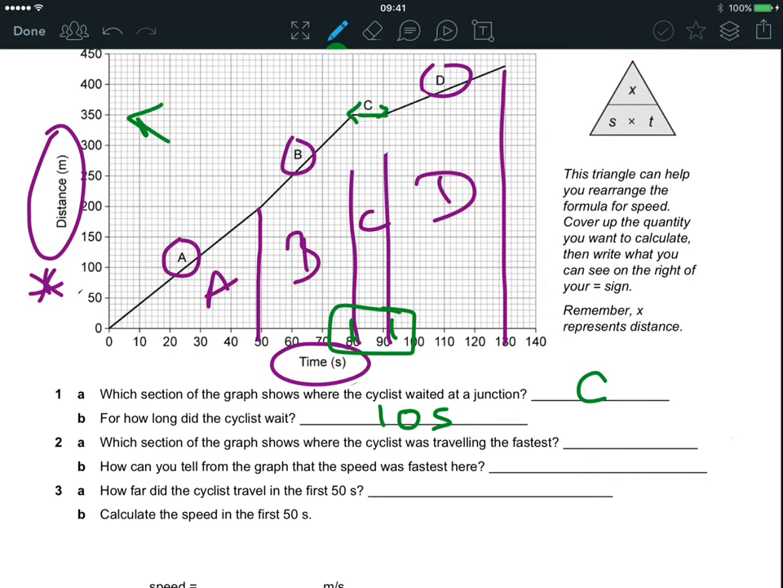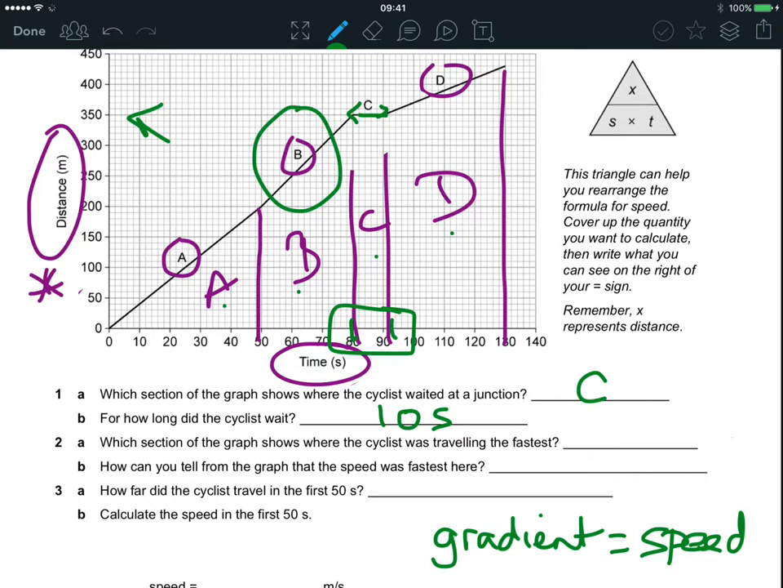Which section of the graph shows where the cyclist is travelling fastest? Well, we know that the gradient of a distance time graph equals the speed. So I'm looking for a point on this graph where, of these sections, which gradient is the steepest? And if I look, I think B has got the steepest gradient. So that means it's the fastest speed. So I'm going to put that in there.